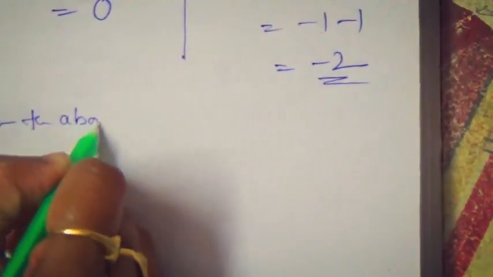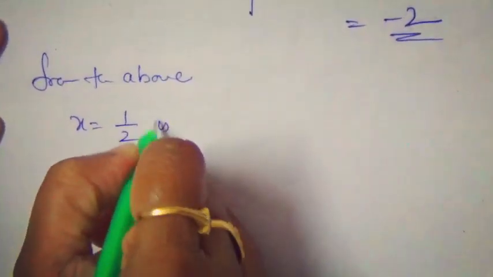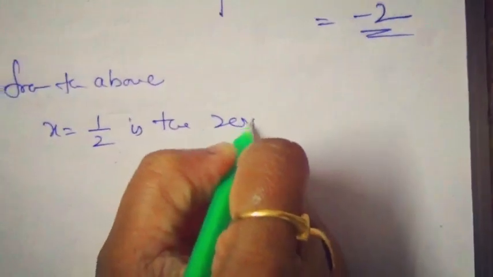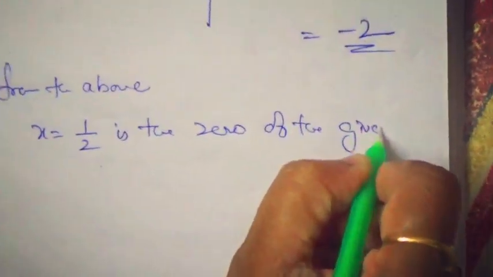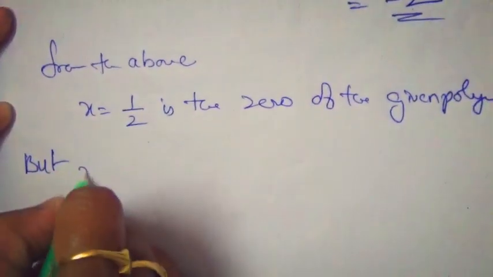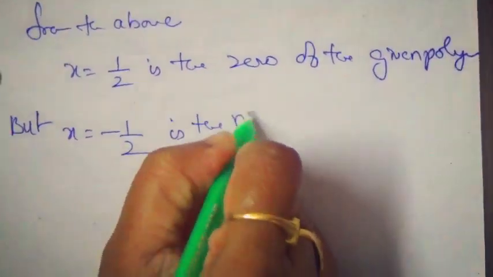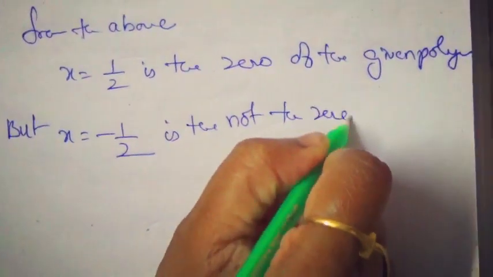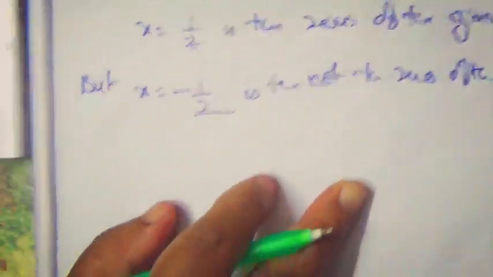From the above, x is equal to 1 by 2 is the zero of the given polynomial. But x is equal to minus 1 by 2 is not the zero of the polynomial. Okay, just like that you have to finish this third Roman.